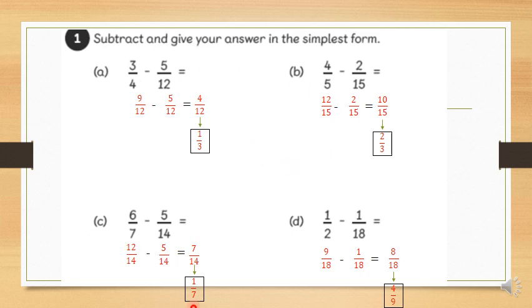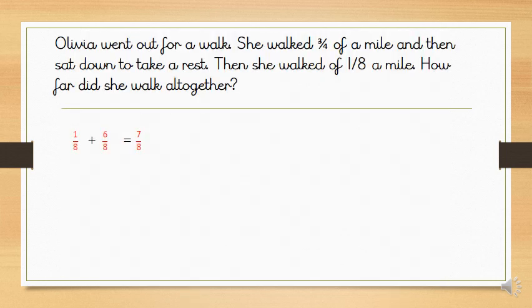And then this was the second part of the worksheet. So pause the video here and mark your answer. And finally, the word problem. So the common denominator that I found was 8. So I turned 3/4 into 6/8.